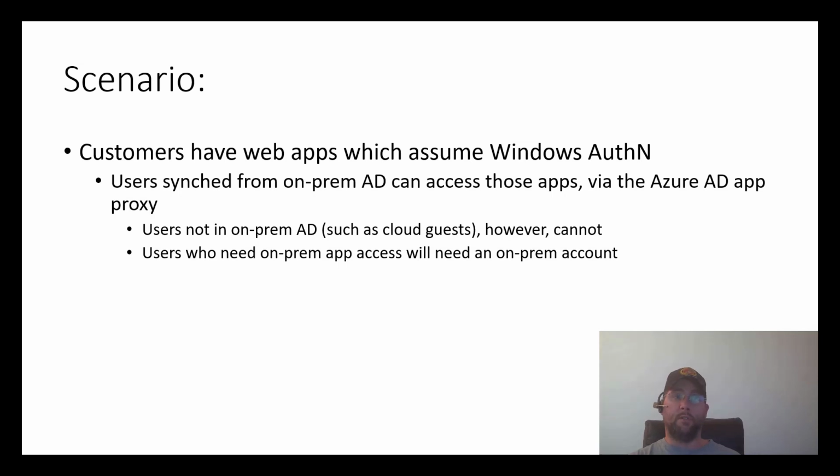So the second bullet point, we still create an on-prem account, but we create it in a manner where the user cannot gain access to the account. It's only used for Kerberos constrained delegation. So the object has to be there, has to be found. That way Azure App Proxy can delegate or impersonate that user account that is on-prem.